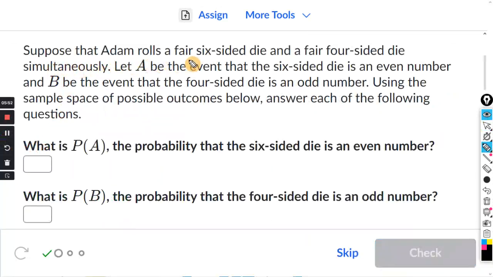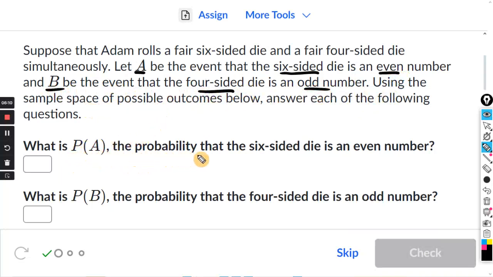Suppose Adam rolls a fair six-sided die and a fair four-sided die simultaneously. A is the event that the six-sided die is even. B is the event that the four-sided die is odd. Using the sample space, answer the questions.